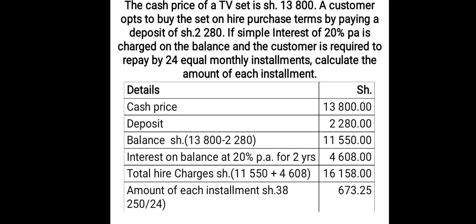The cash price of a TV set is 13,000 shillings. A customer opts to buy the set on hire purchase terms by paying a deposit of 2,280 shillings. If simple interest of 20% per annum is charged on the balance, the customer is required to repay by 24 equal monthly installments. Calculate each amount of the installment.